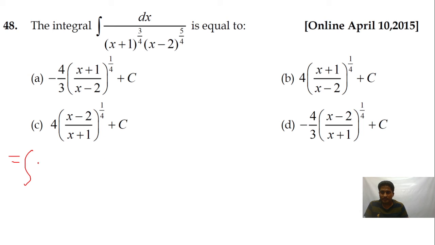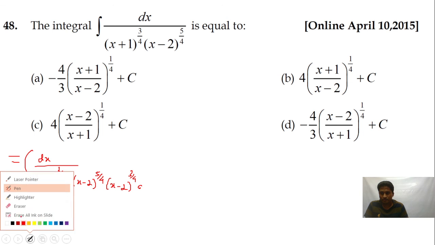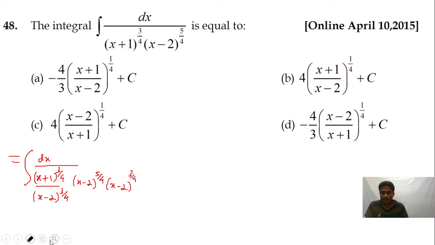Integration dx divided by x plus 1 whole to the power of 3 by 4. Okay, note this step now. I'm going to divide by x minus 2 whole to the power of 3 by 4. Okay, this I'll keep as it is, x minus 2 whole to the power of 5 by 4, and then you have x minus 2 whole to the power of 3 by 4. Okay, basically I'm multiplying and dividing by x minus 2 to the power of 3 by 4. Cancel, you get back the question only.